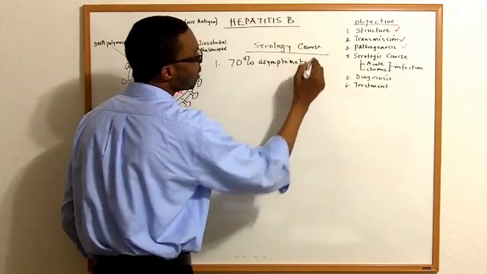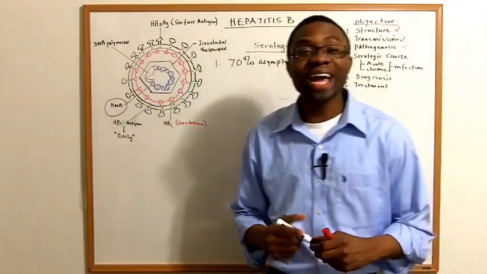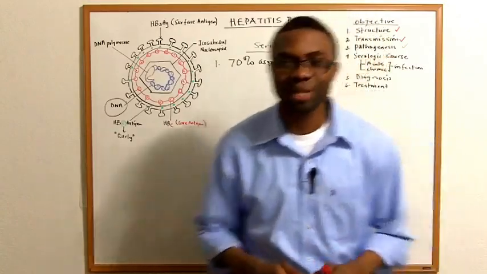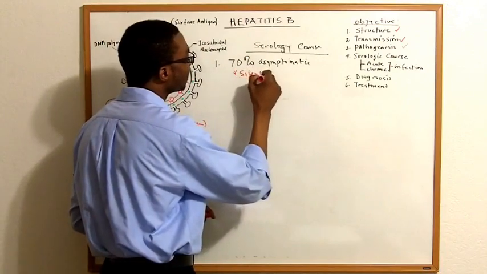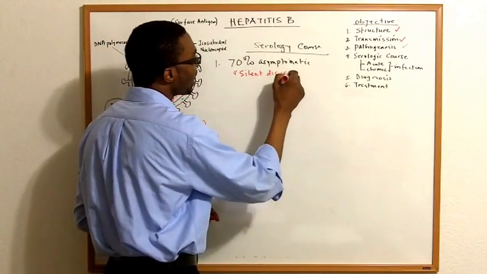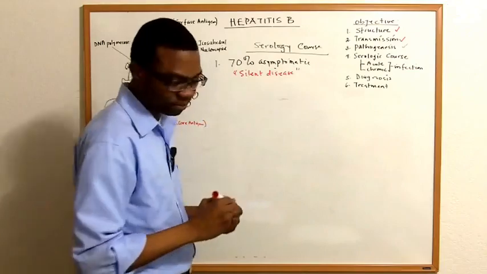Asymptomatic, which means they don't even know they got an infection. That's why we call hepatitis B a silent disease. And I will tell you why in a minute.